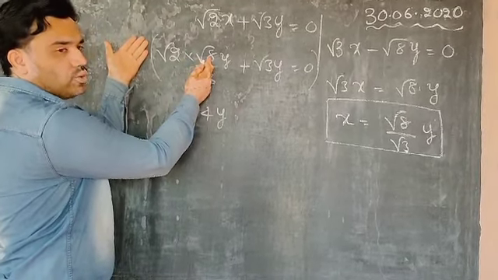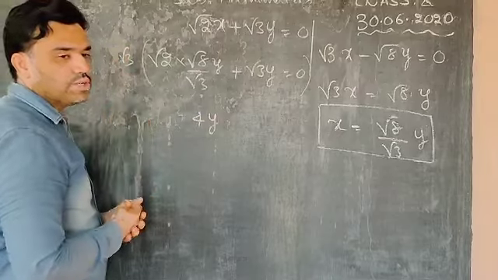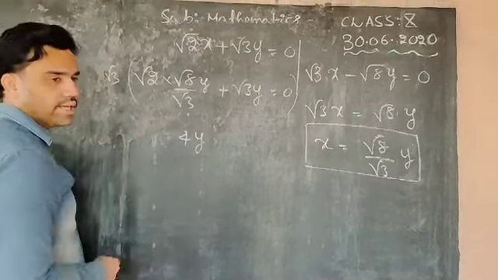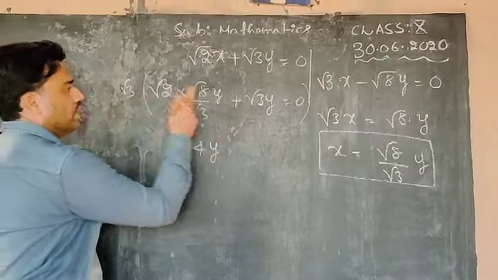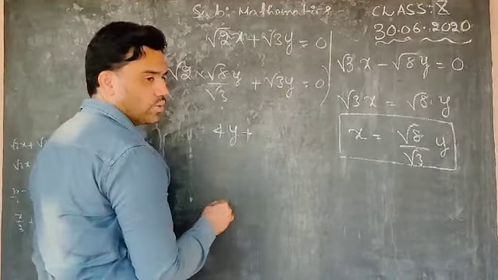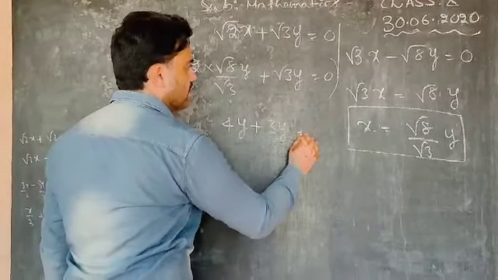Root 2 into root 8, root 16. Okay, root 16 means 4y. Root 3 gets cancelled. Now come to the second term. Root 3 into root 3, that is root 9. Root 9 is what? 3y is equal to 0.